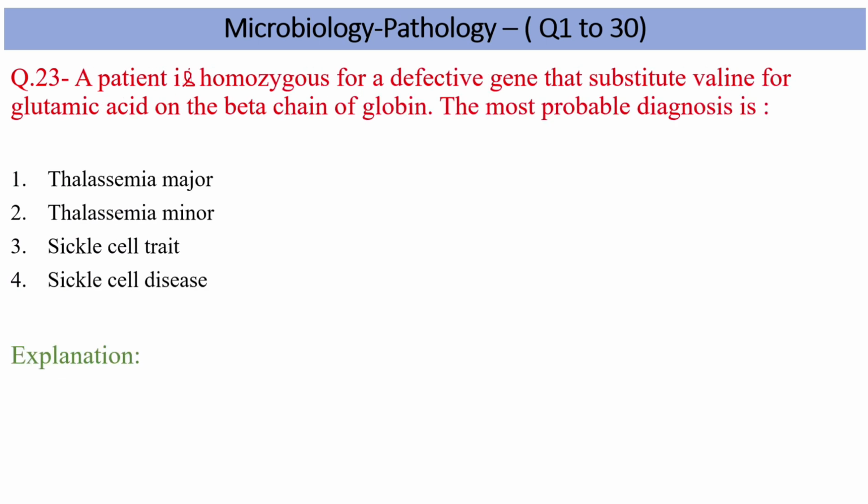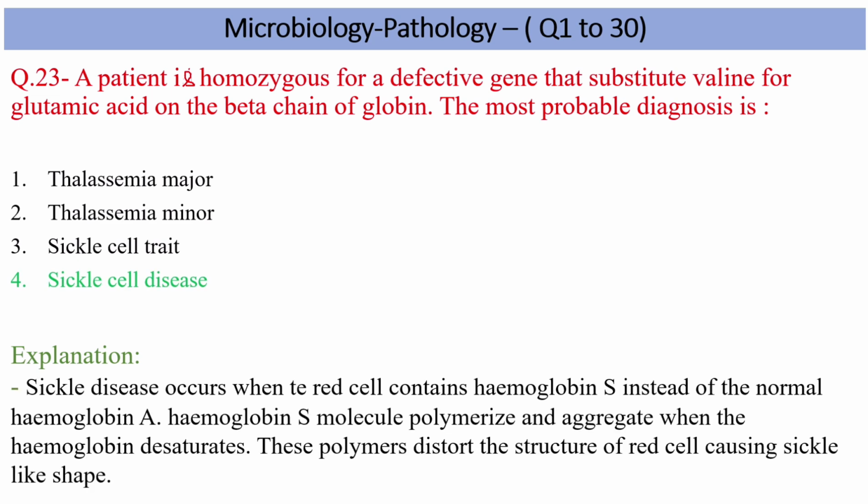A patient is homozygous for a defective gene that substitutes valine for glutamic acid on the beta chain of globin. The most probable diagnosis is thalassemia major, thalassemia minor, sickle cell trait, sickle cell disease. Correct option is sickle cell disease. Sickle cell disease occurs when the red cells contain hemoglobin S instead of the normal hemoglobin A. Hemoglobin S molecules polymerize and aggregate when the hemoglobin desaturates. These polymers distort the structure of red cells, causing a sickle-like shape.